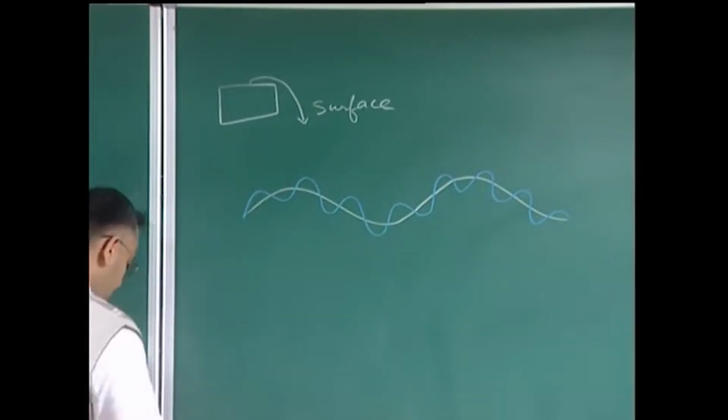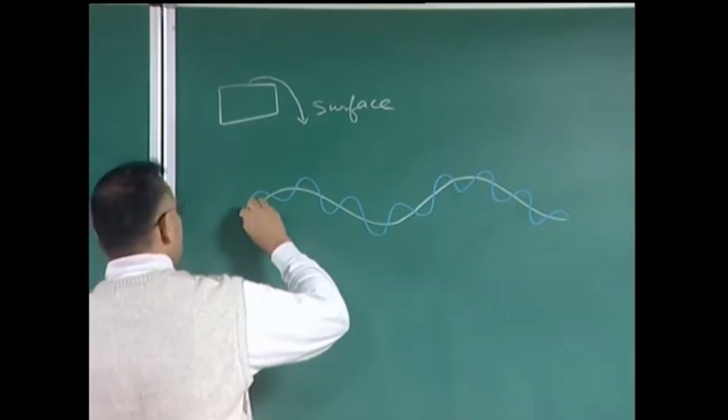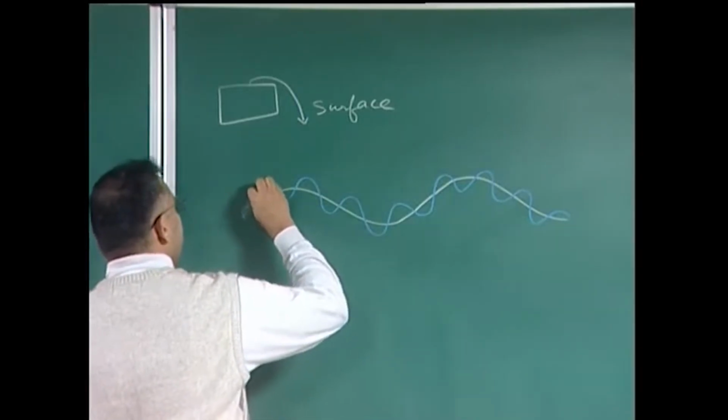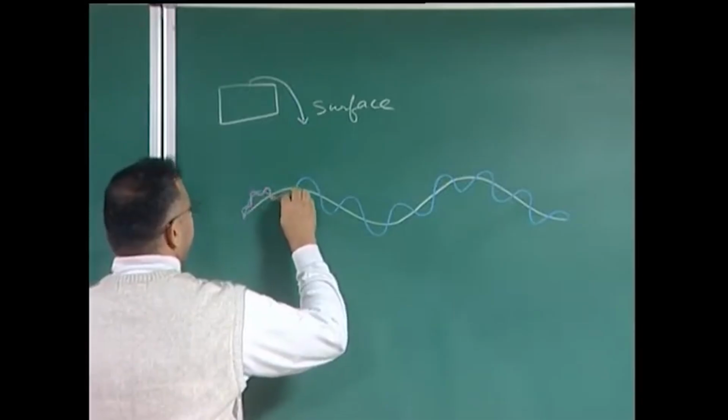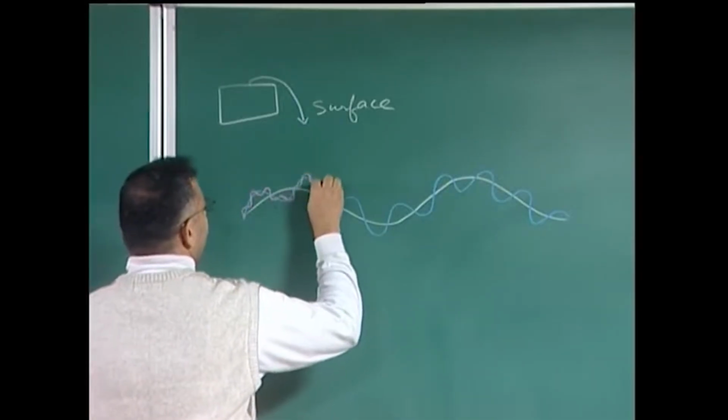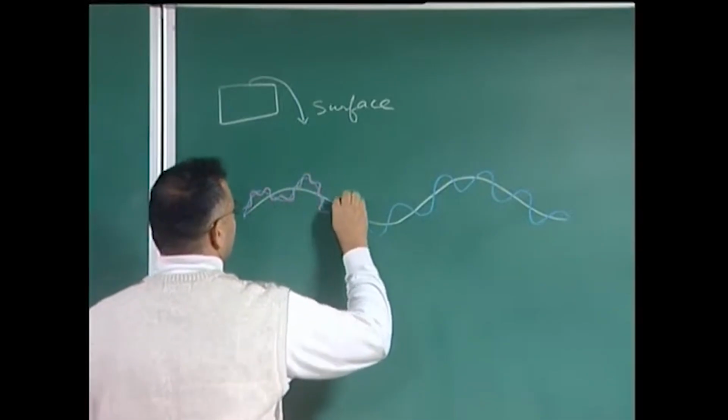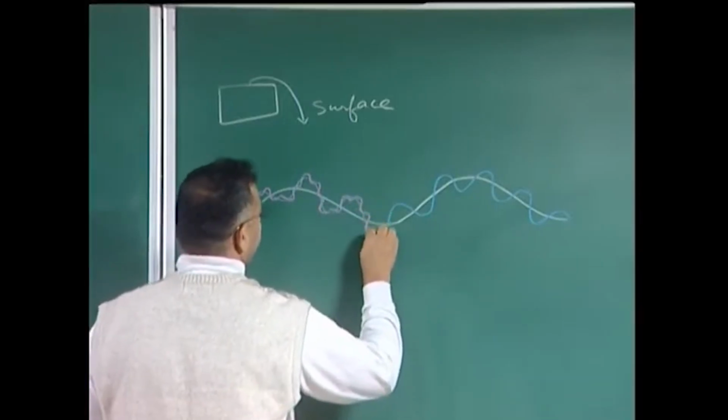But I did not end my story here. I can go one more level, for instance, and talk about even finer surface roughness having an even smaller wavelength.